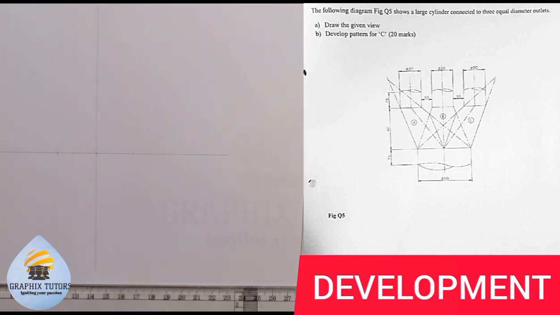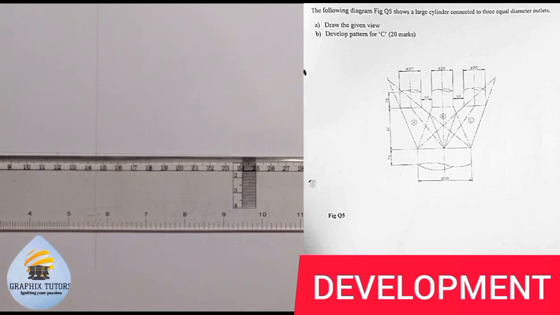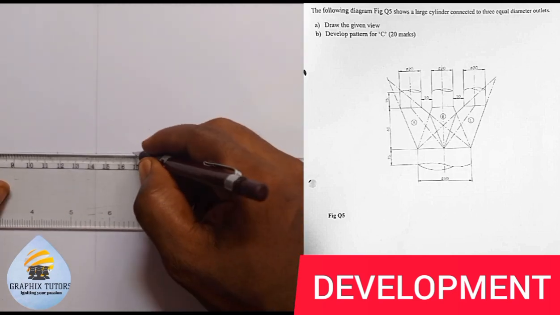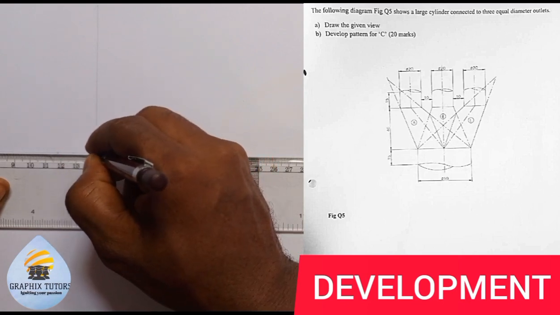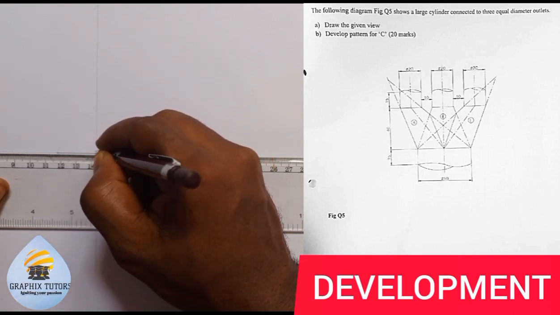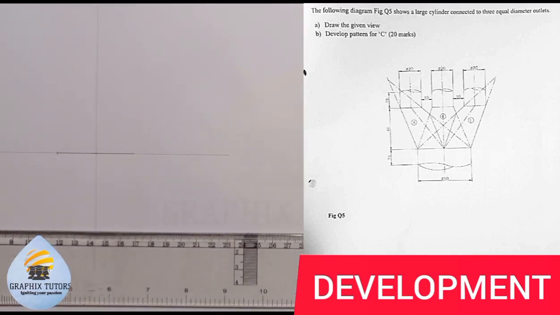I'm going to mark that point. That will be from here to here, meaning that point is 50. So I'm taking that point, and if I come from here to this point, this is what we have.